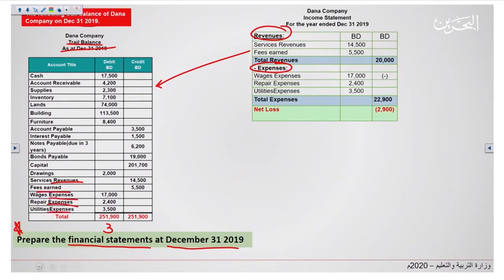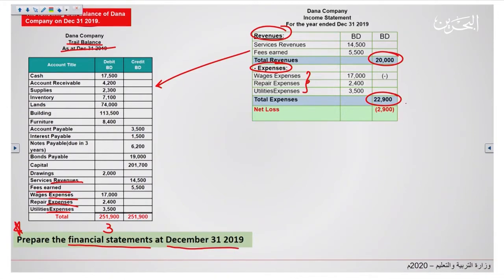and we will add them to the income statement here to see if the company is making net income or net loss. So we will list the revenues here and calculate the total of the revenues. Then we will list the expenses here and calculate the total of the expenses. Then we will compare these two totals.